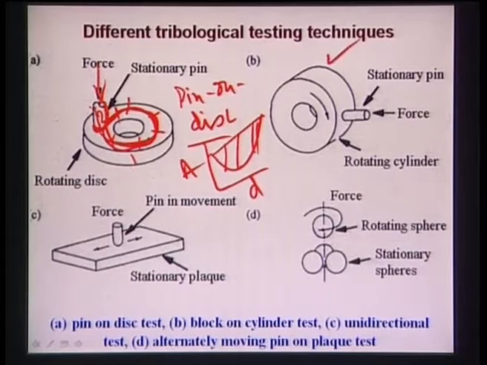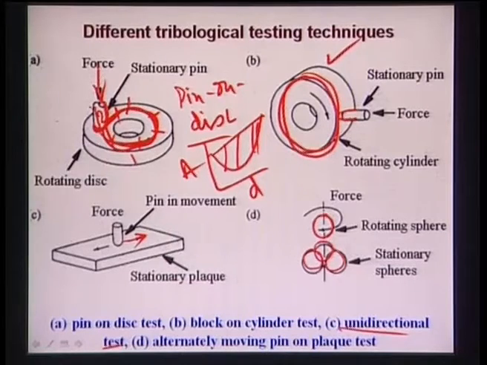Now, this B is known as the pin on cylinder type of configuration. Pin on cylinder means again it is a rotating cylinder, which rotates at a certain particular speed, and the pin is stationary, and this pin actually also experiences wear. The third one is a unidirectional test. Unidirectional test means it is not a rotating type of motion, but a linear motion, and the linear motion always takes place in a particular direction. The fourth one is the 4-ball test. 4-ball test means this is one ball, and these are the other 3 balls, and this ball is in loaded contact against the 3 balls, and it rotates, which causes friction and wear.